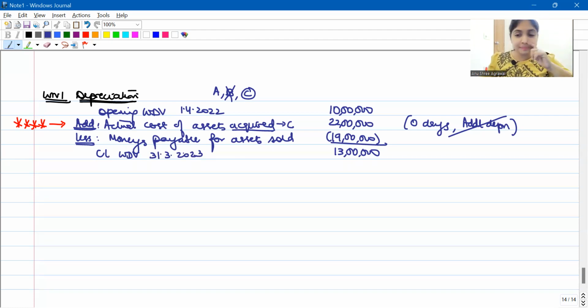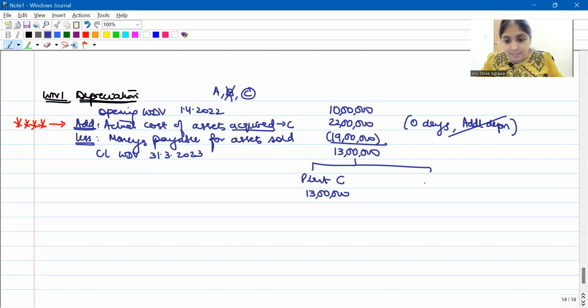Now guys, listen. What do I do with this 13 lakhs? I'm supposed to split this 13 lakhs. Out of this 13 lakhs, how much is the new asset plant C? I am supposed to set it apart, right? Why am I supposed to set it apart? Because on this plant C, no depreciation because it is not put to use at all. So no depreciation at all. So plant C is 22 lakhs. But tell me, do I have that much WDV left with me? Do I have 22 lakhs WDV left with me? No, I have only 13 lakhs. So this full 13 lakhs will come under plant C.